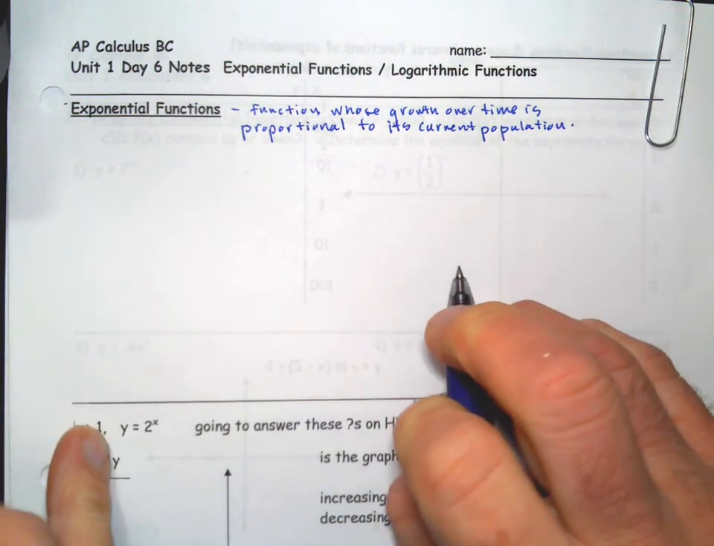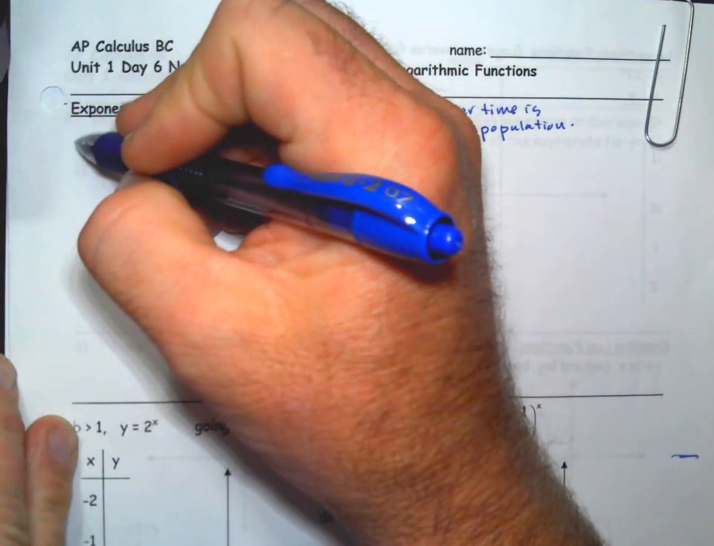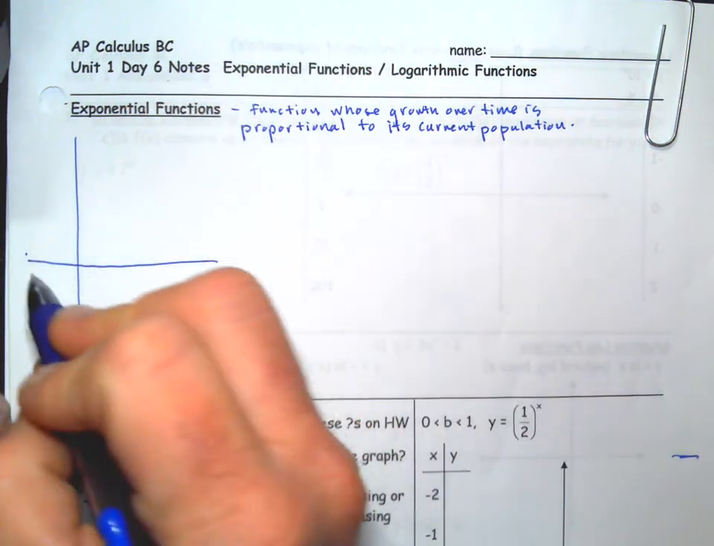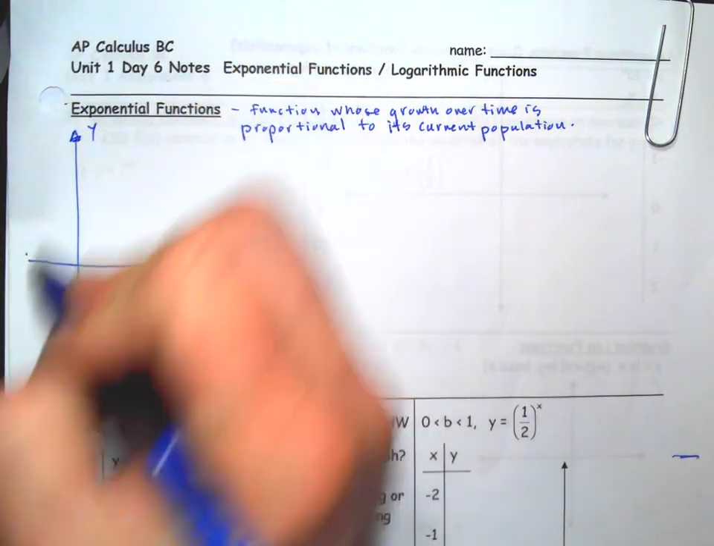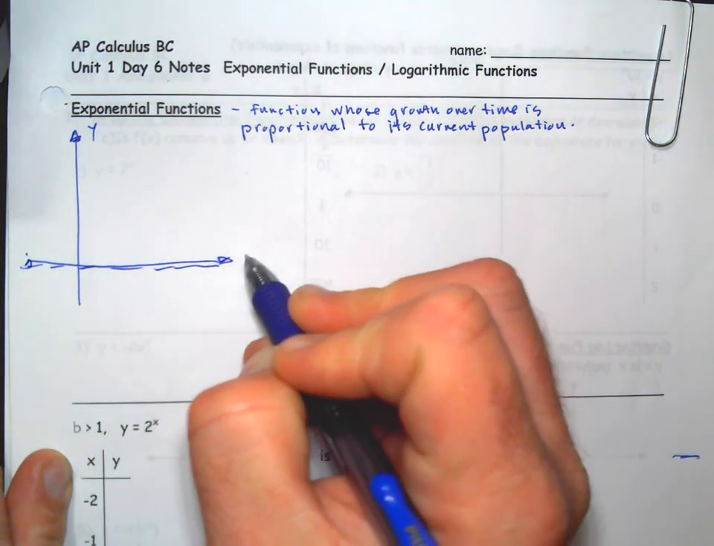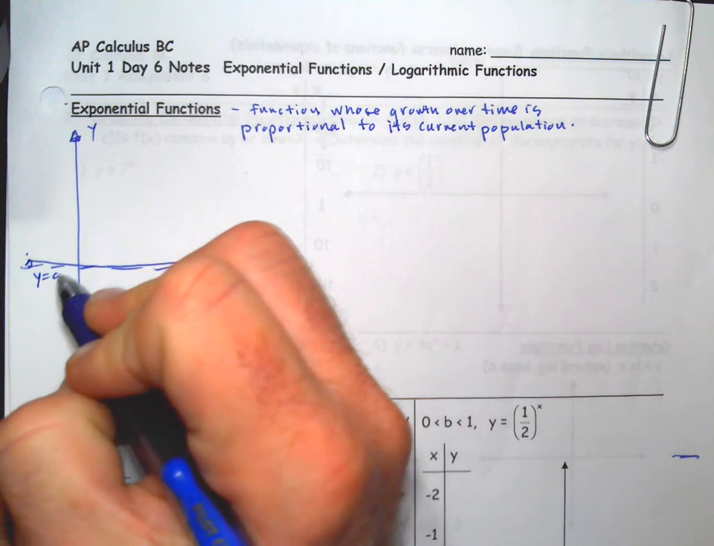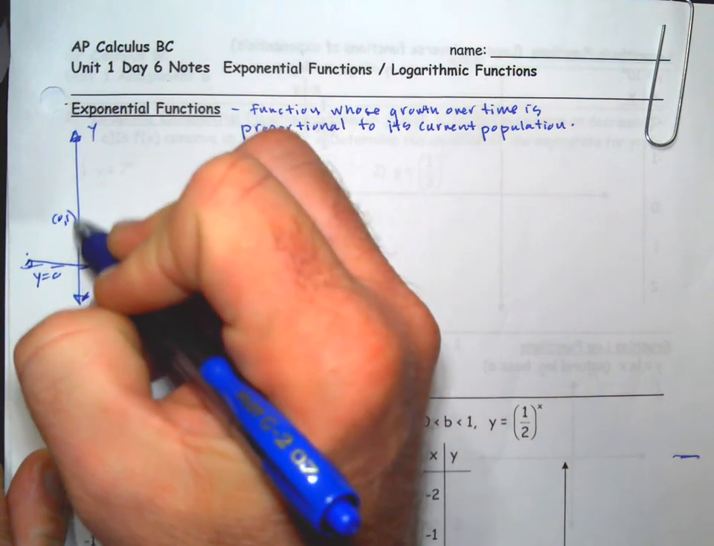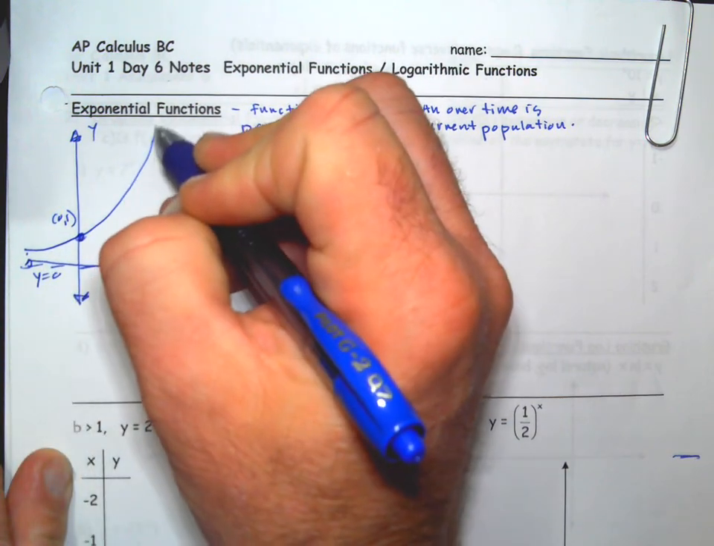So, rough sketch of an exponential, you guys should know this. So horizontal asymptote, y equals 0, goes through 0, 1, and looks kind of like that.